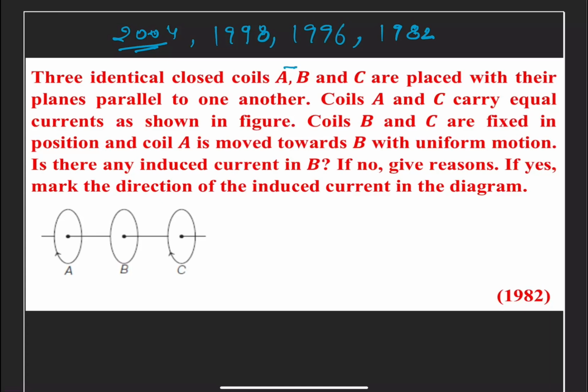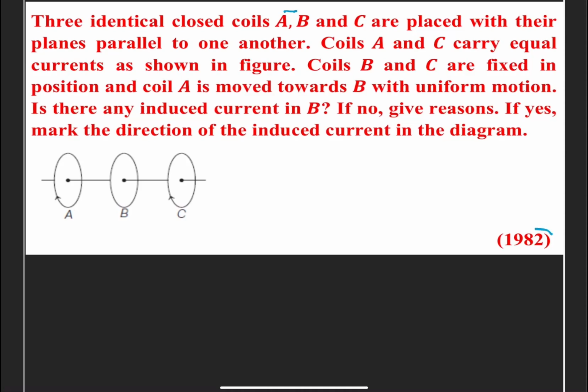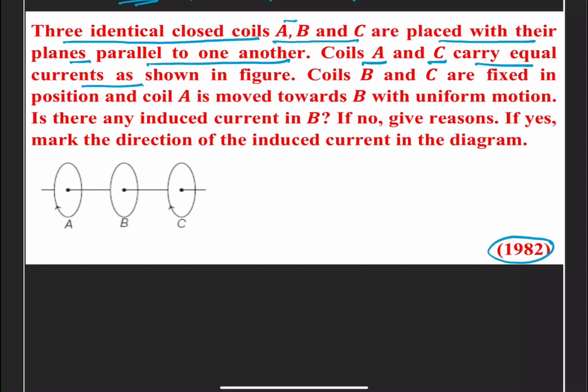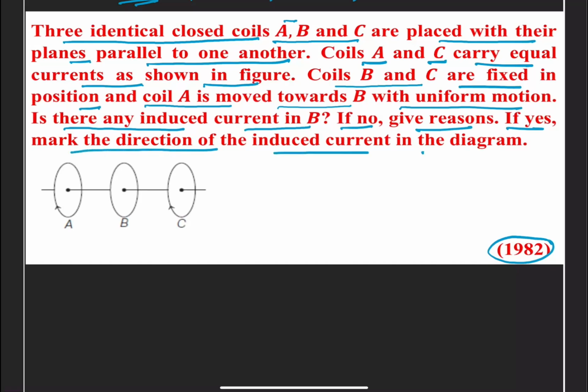So in the first one, we have from the year 1982, and in this question, it is asked that 3 identical closed coils A, B and C are placed with their planes parallel to one another. Coil A and C carry equal currents as shown in figure. Coils B and C are fixed in position and coil A is moved towards B with a uniform motion. Is there any induced current in B? If no, give reasons. If yes, mark the direction of the induced current in the diagram.